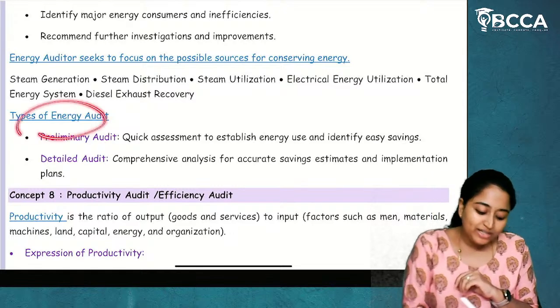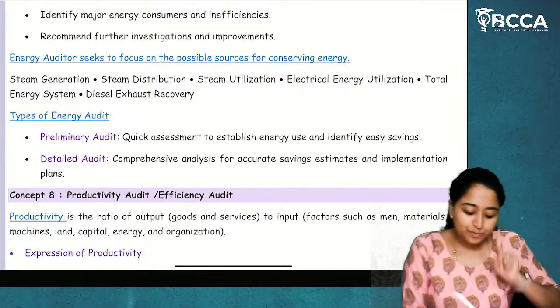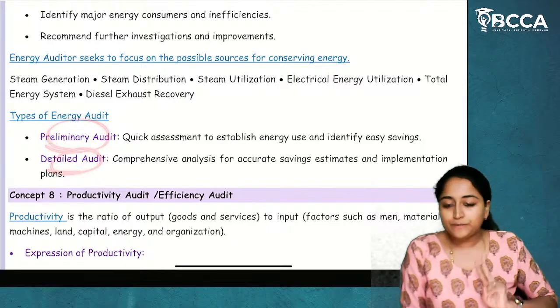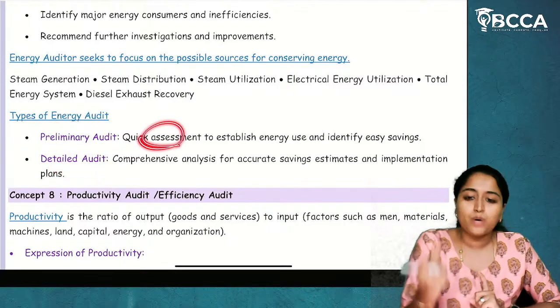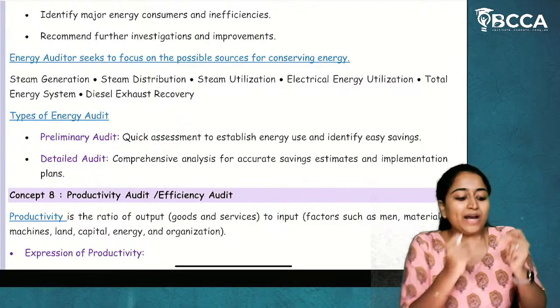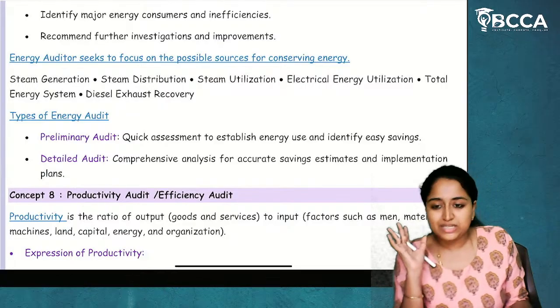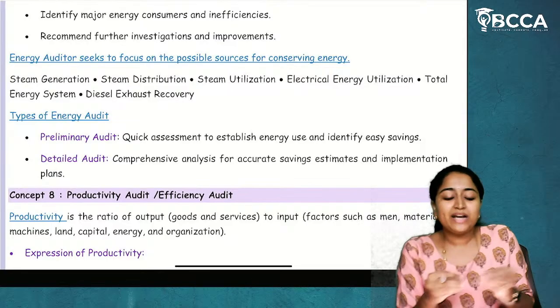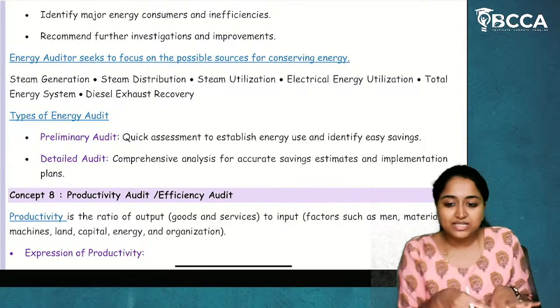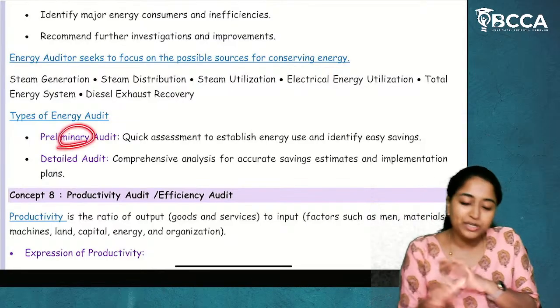And this audit is of two types. First is the preliminary audit, next is the detailed audit. Now, what is a preliminary audit? It is a quick assessment. Okay, now our energy cost is this much. If we want to do the assessment immediately, considering the important factors, then that audit is called a preliminary audit.